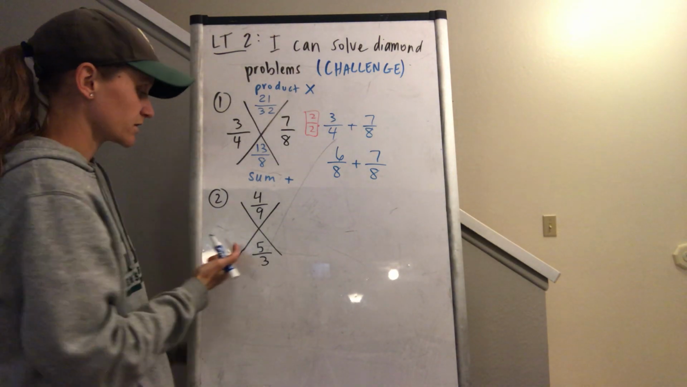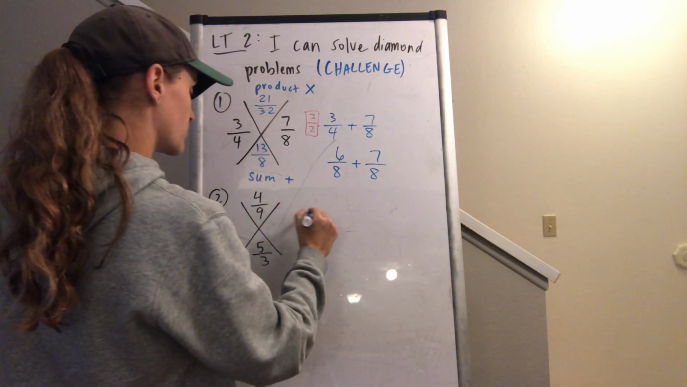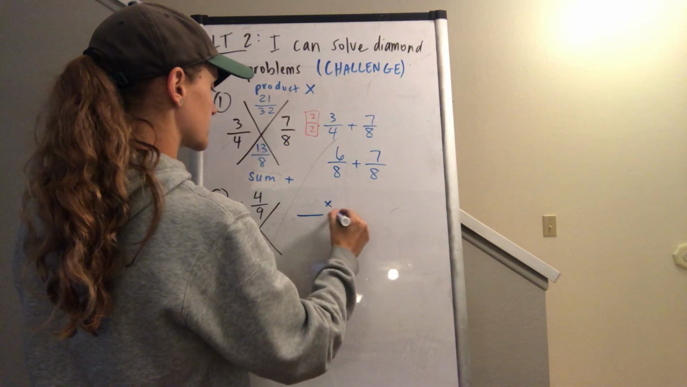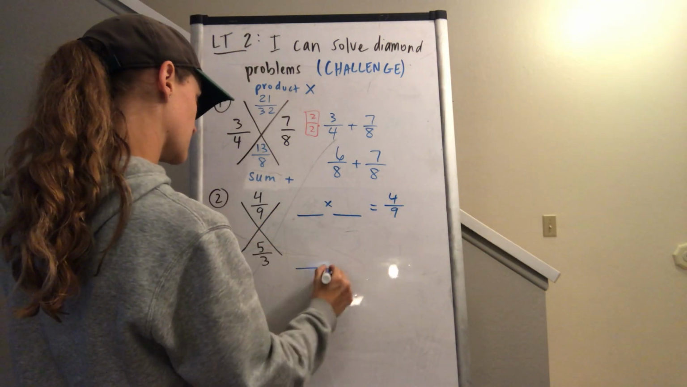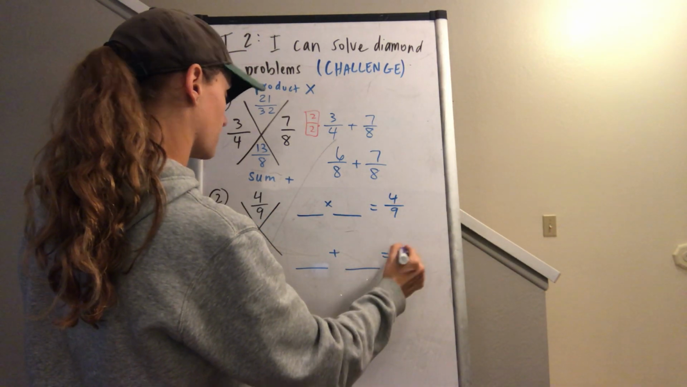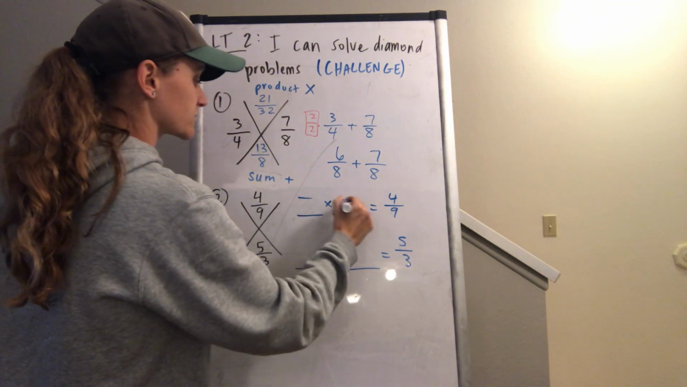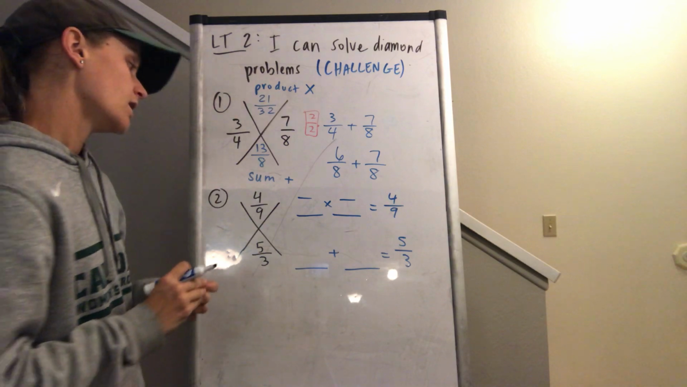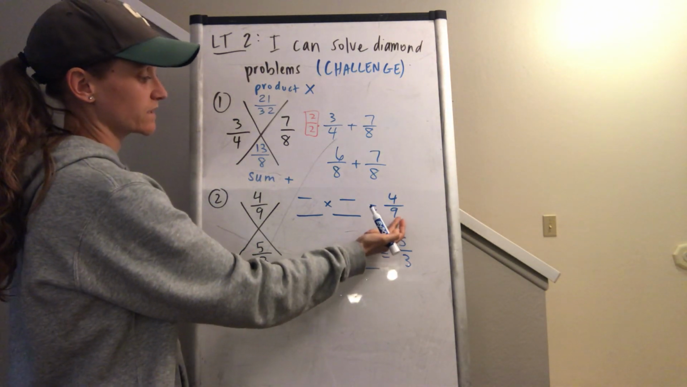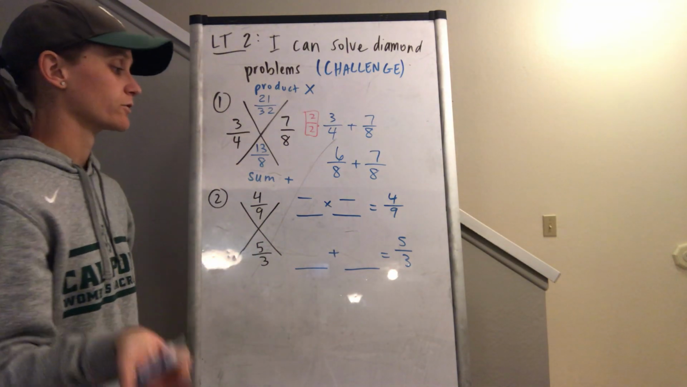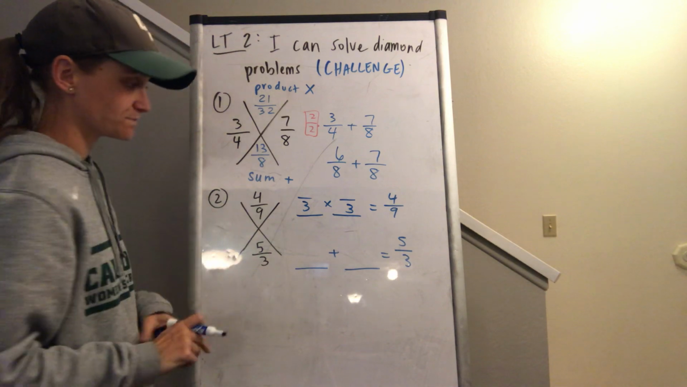Okay, so on the bottom here, it's a little tougher because they didn't give us those two starting numbers. So on this one, we need to figure out something times something equals 4/9, and then something plus something equals 5/3. Well, I know they're going to be fractions, or at least I think they will be. So I guess I could think about what multiplies to get 9. So it's either 9 and 1 or 3 and 3. I'm going to try 3 and 3 and just see if that works.